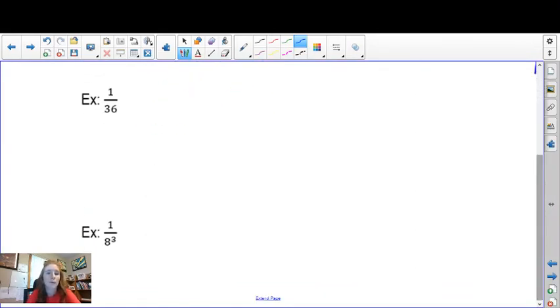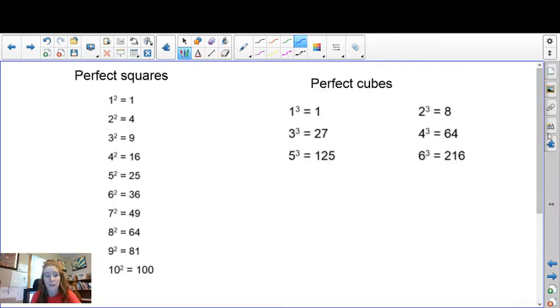Next example, 1 over 36. Now, 36 can't just come up. I need an exponent first, which is why if I go back a moment, we need to look on one of these lists. I'll give you a hint. It's on that one. Good. 6 squared is 36.